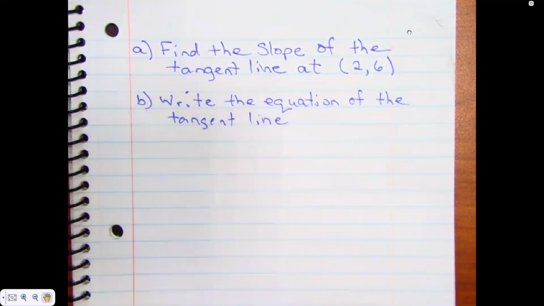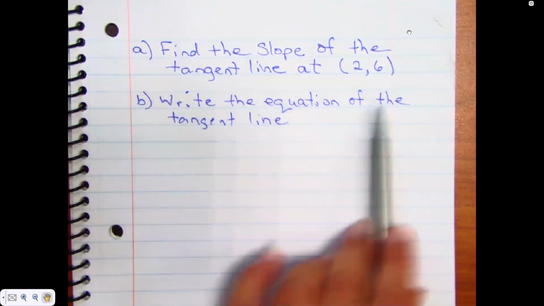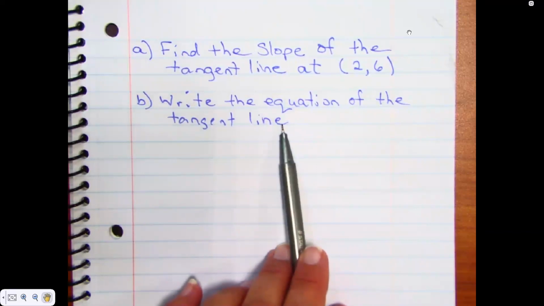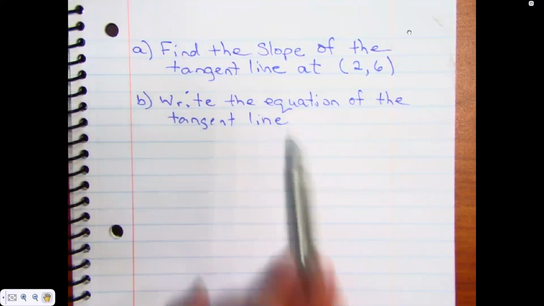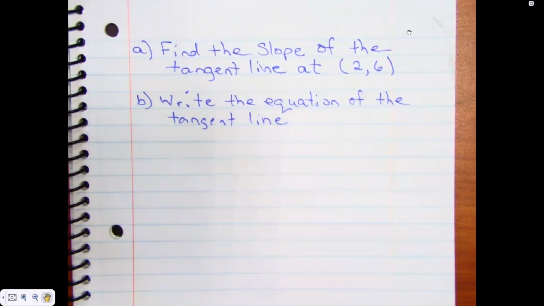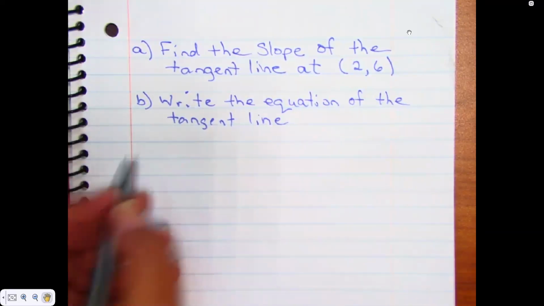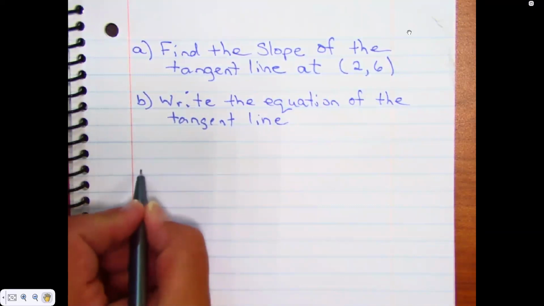Pretty much eventually, if they ask us to do B, in order to write the equation of a line, you have to have slope. So they don't necessarily even have to ask us for A, because we had to find slope in order to write the equation of a line. All right, so let's start. We're going to find slope.